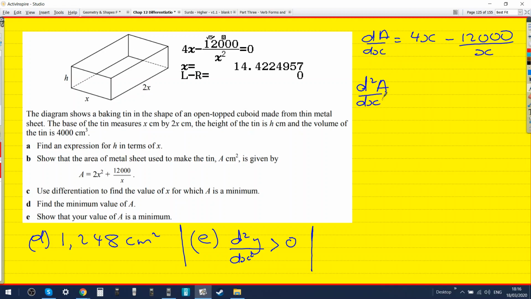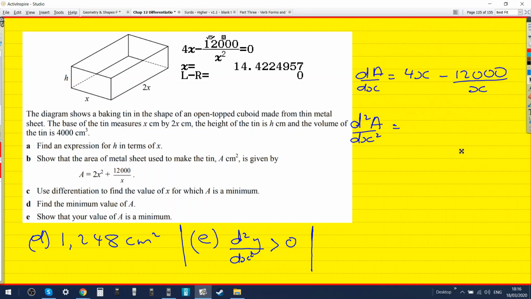I can't see the top bit of the writing, but it's the same thing. So then we get 4, plus 24,000 x to the minus 3.